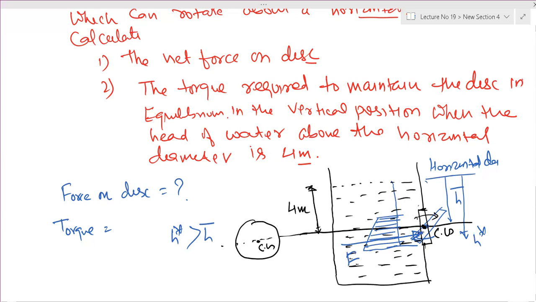So this disc will rotate like this, in the reverse direction, not in that direction. It will rotate like this because more pressure force will be there in the lower part of the disc.